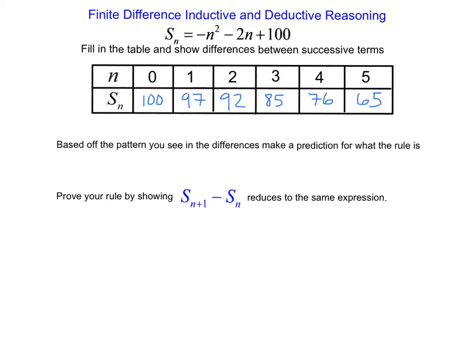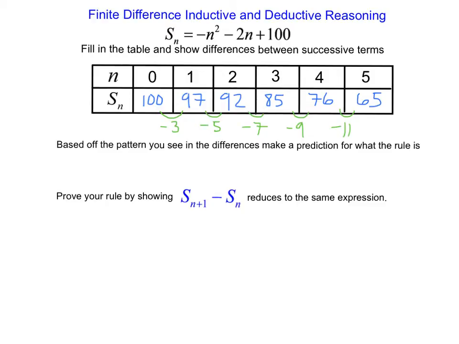Okay, now let's construct the differences. The difference going from here to here, 100 to 97, we are going down 3. 97 to 92, we are going down 5. Here to here, we're going down 7. 5 to 6, I was confused, okay. So 5 there, 4 there, that's down 9. And then the 6 to the 5, that's going to be down 11.